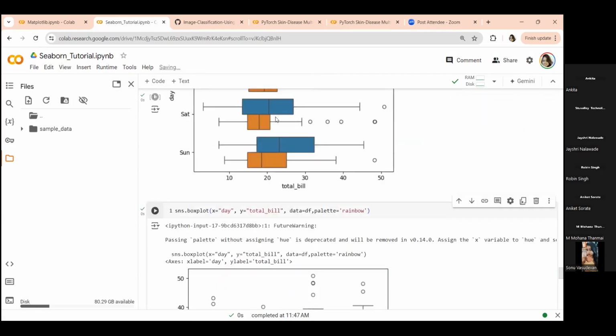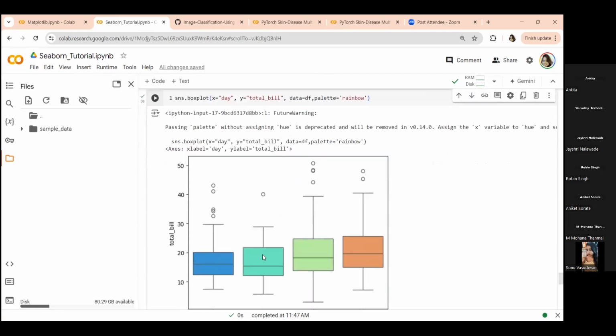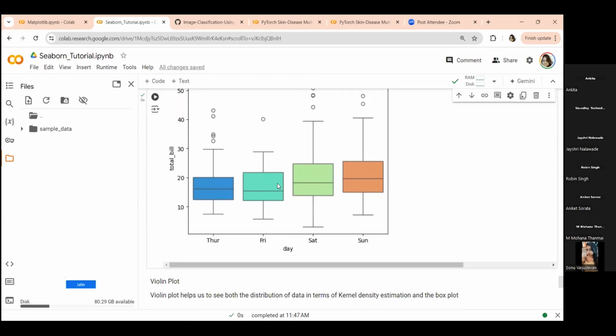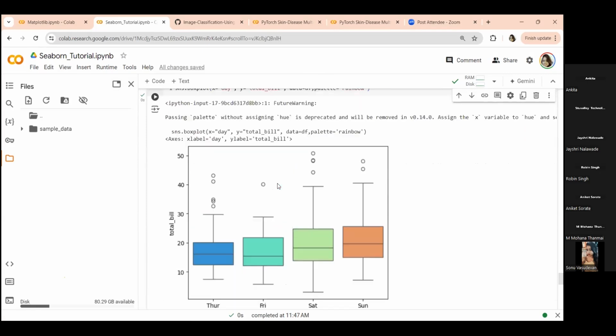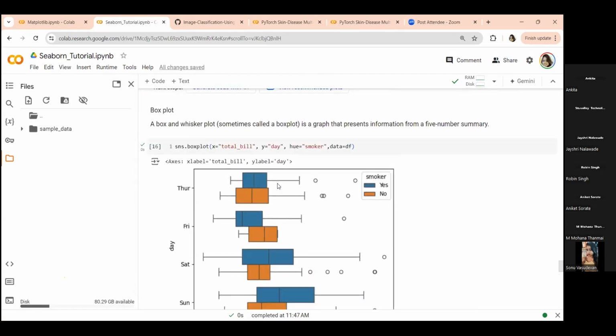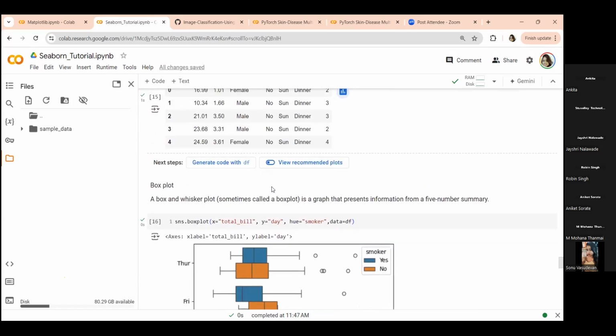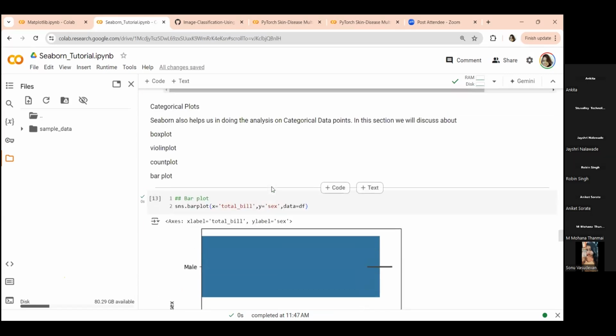So these are the vertical box plots, and these are the horizontal box plots we are representing here. If you have any question about this box plot and this bar plot, you can ask me.